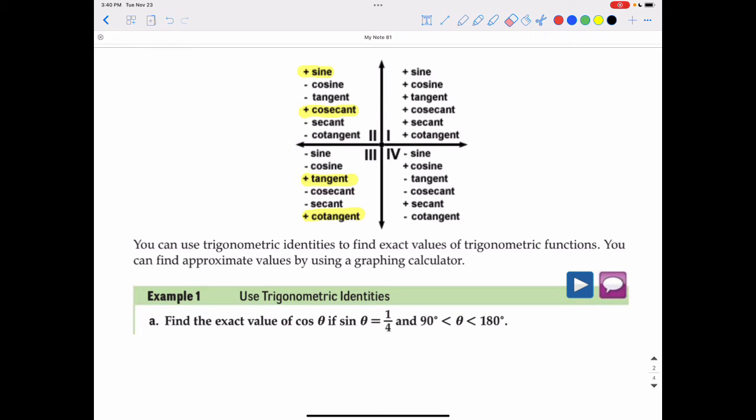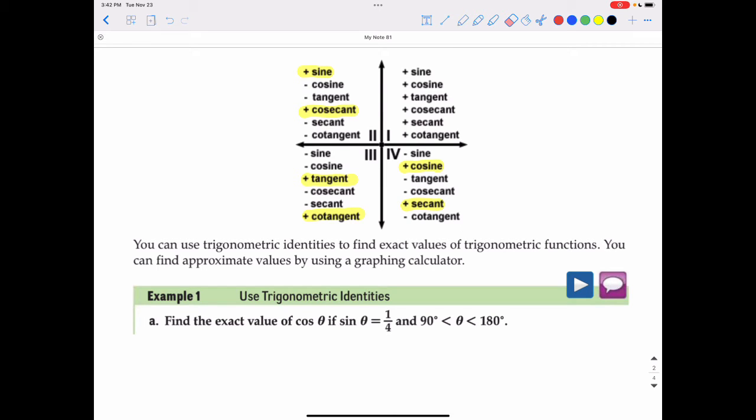And in quadrant 4, the positive values are cosine and secant. So in quadrant 4, the opposite value is negative, but the adjacent value is positive. So for cosine, you would have the positive adjacent side divided by the positive hypotenuse, which means it's a positive answer. But for, let's say, sine or even tangent, you're always going to have a positive and a negative divided by each other, which means you get a negative answer.